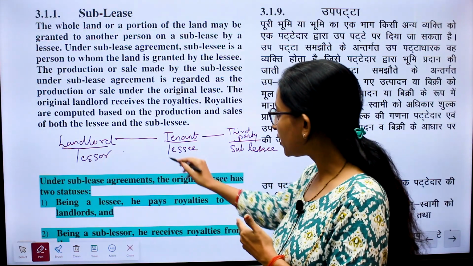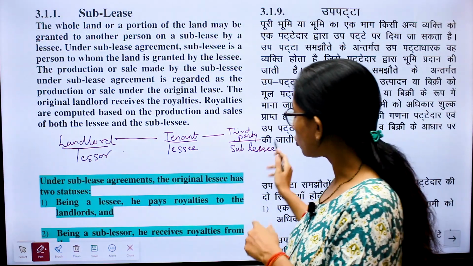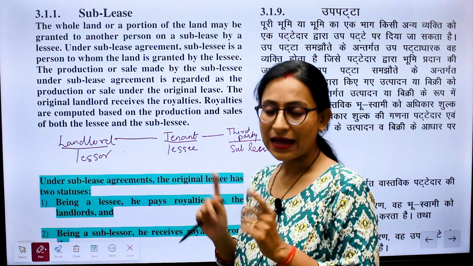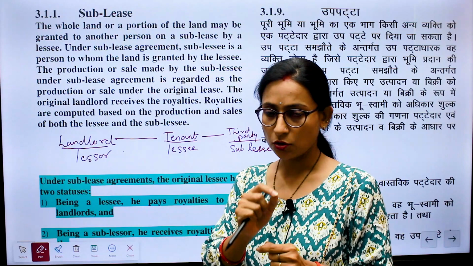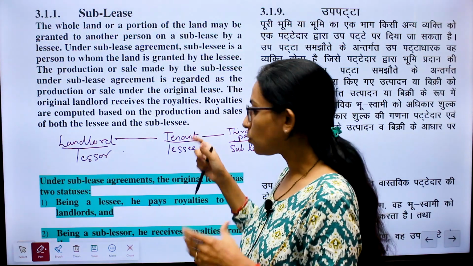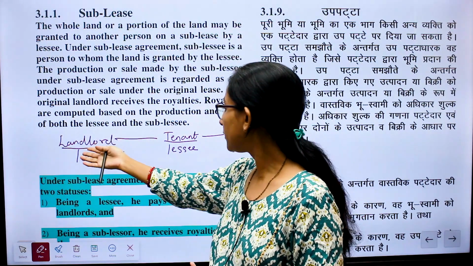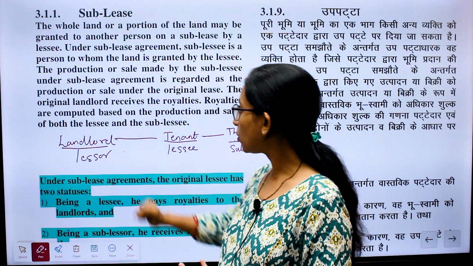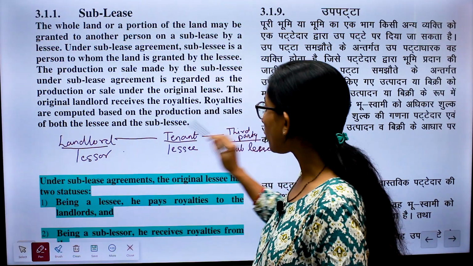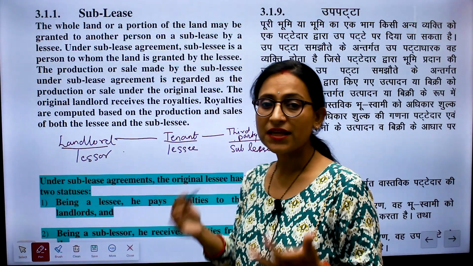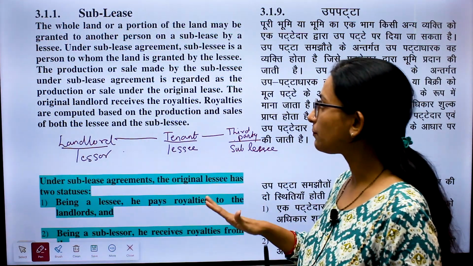Whatever output he produces and whatever output the third party produces, both outputs the lessee will add and multiply with the lessor's rate per unit of output, and whatever amount comes, that amount the lessee will pay to the lessor. So this is the case of the third party. The royalty will be payable to the landlord based on the total production. So I think you understood the concept of sublease.